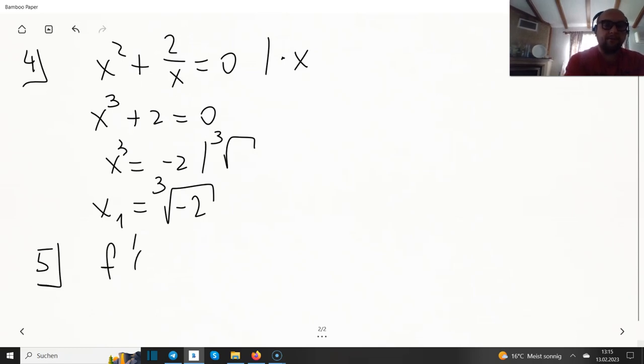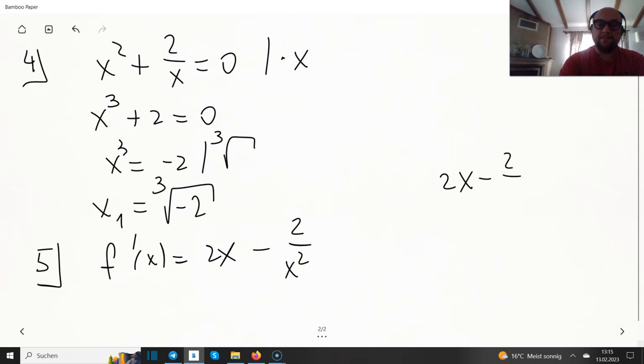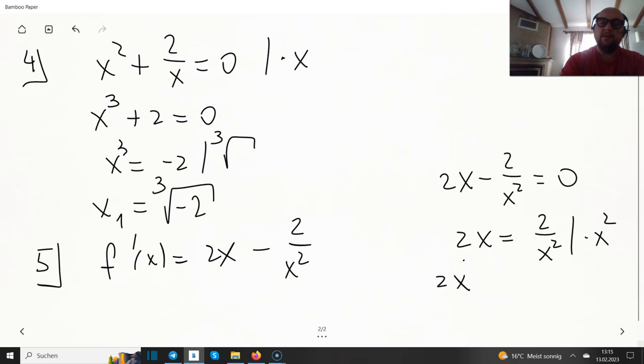All right. Number 5, extreme values. So what is f prime? F prime is 2x minus 2 divided by x squared. Let's put it equal to 0. We got 2x equals to 2 divided by x squared. I can multiply times x squared. We got 2x cubed equals to 2. We divided by 2. We got x cubed equals to 1. So x is the cubic root out of 1, which is 1.